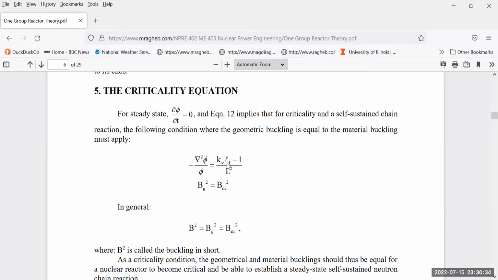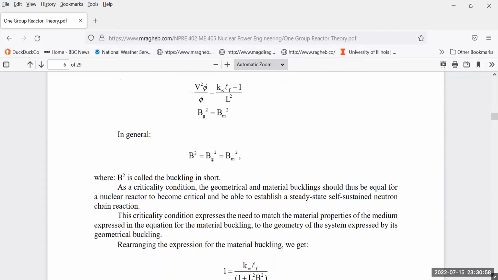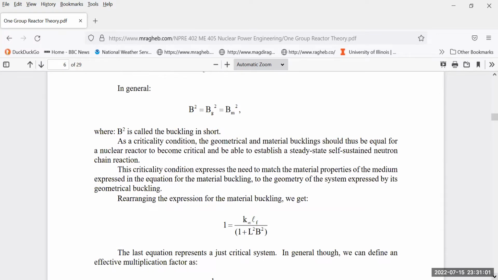How do you change the material properties? You change them in the K infinity, the enrichment of the fuel, for instance, or how much moderator material you have relative to how much fissile material. L squared also depends on the material compositions. This depends only on the geometry, the slope of the distribution of the neutron flux, which determines the power of the reactor. All right, so it's very simple now. The material buckling should be equal to the geometric buckling for a steady state self-sustained chain reaction.